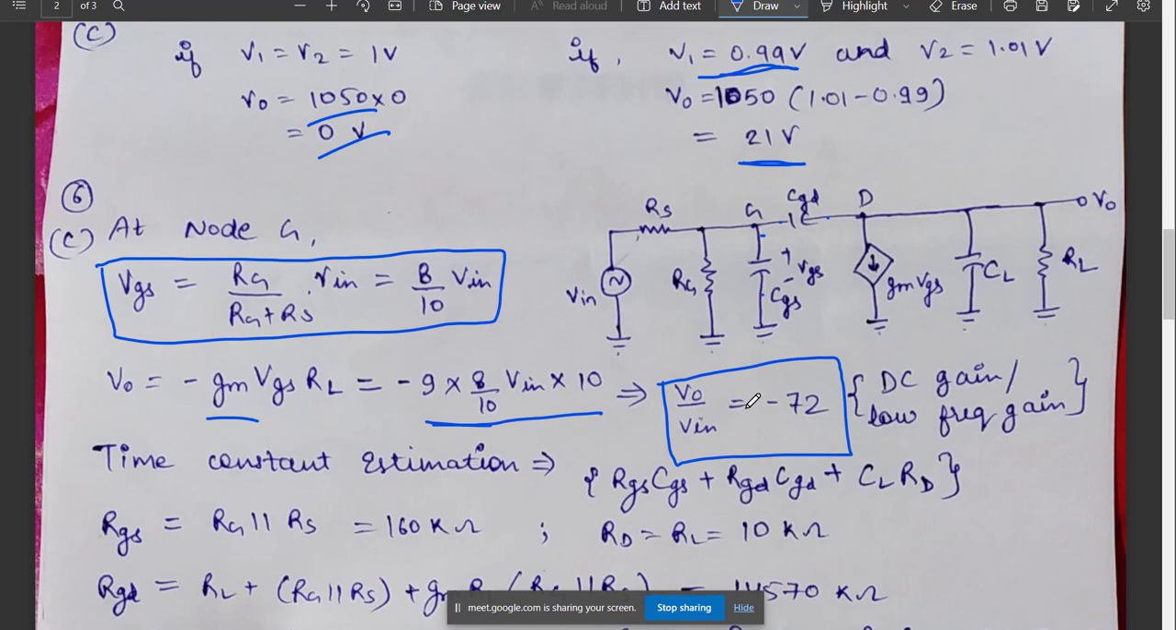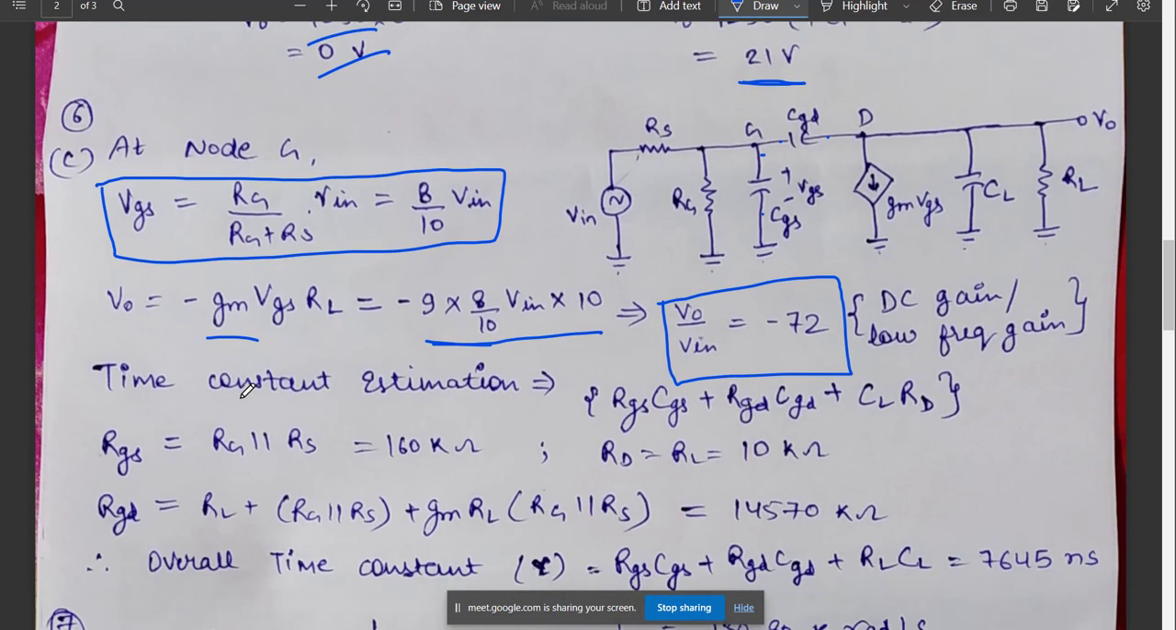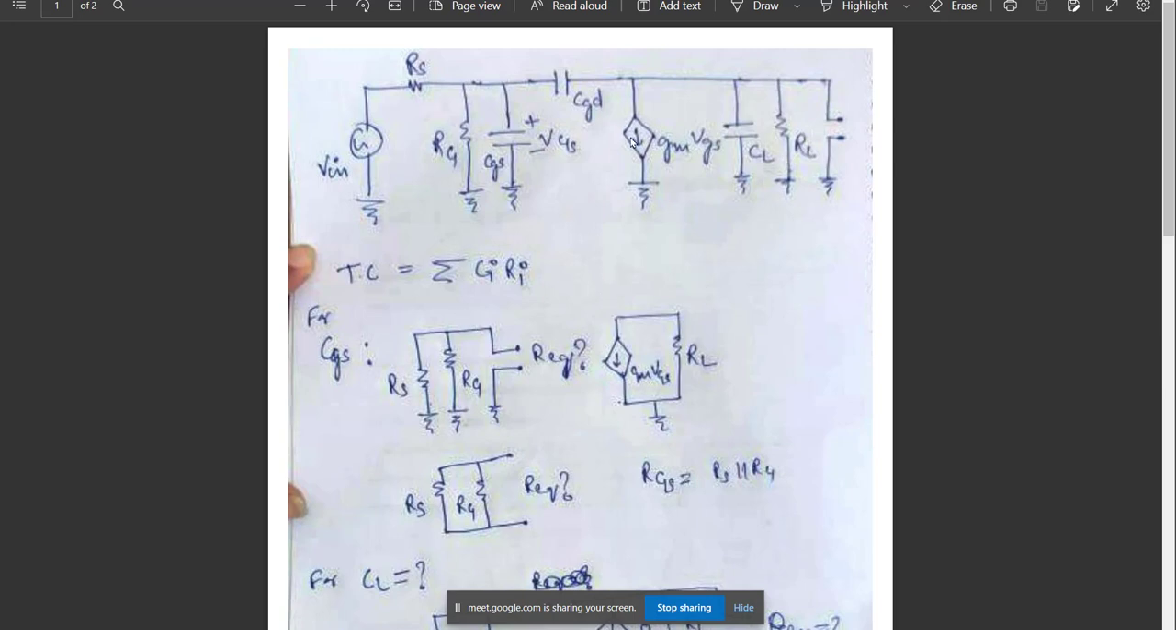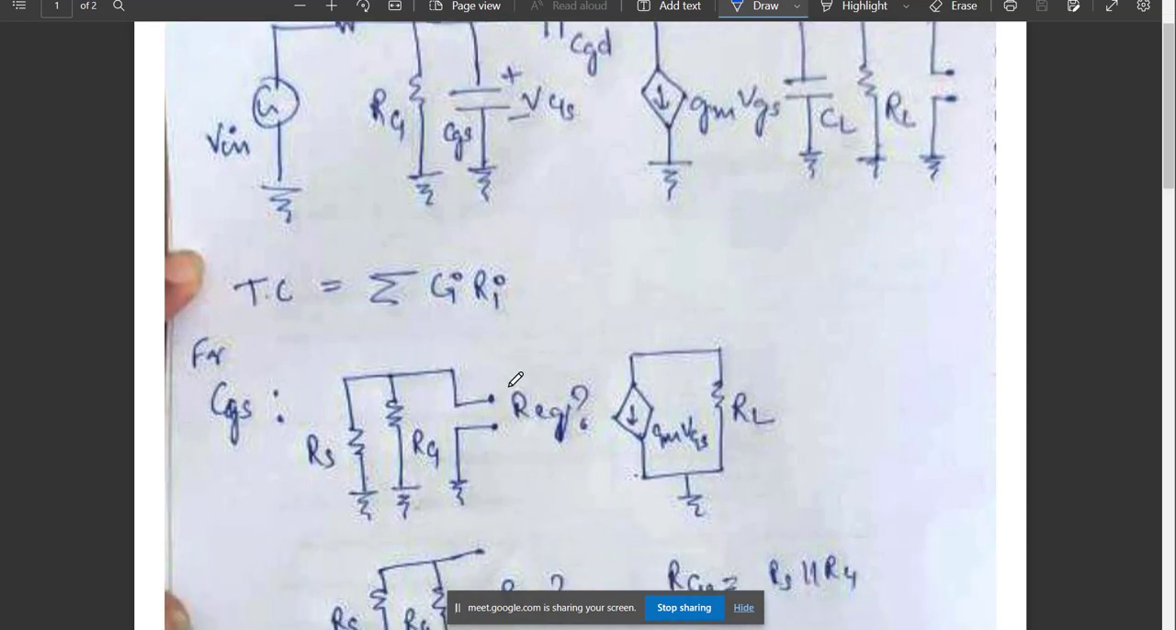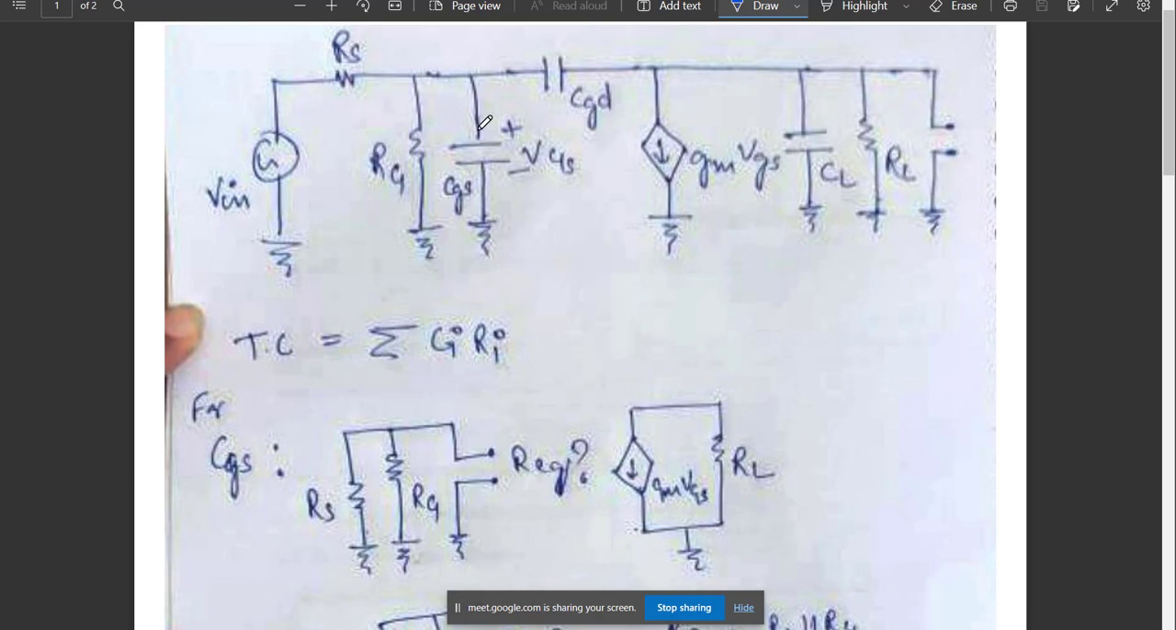Now let's go to time constant estimation, right. So time constant estimation is summation of CiRi. Okay. So there are three capacitors: CGS, CGD, and CL, right. So we'll see here. So we have three capacitors, CiRi. So first we'll find out RGS for CGS, right.